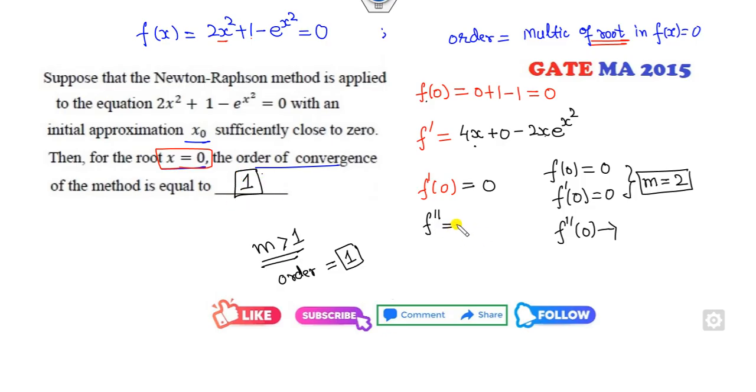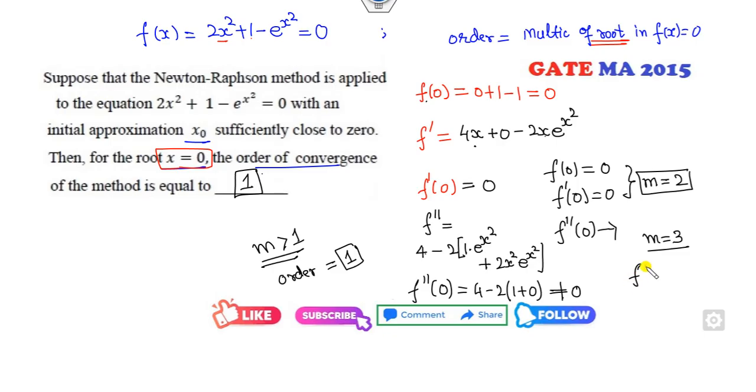But if you want to find the second derivative, I can find it: 4 minus 2 will be outside, 1 into x square minus plus 2x square e to the x square. Then what is the second derivative at 0? It is 4 minus 2 times 1 plus 0, which is non-zero. Whatever, if the second derivative is 0, for example, then you will get m equal to 3. If this is 0, then you will get 3, which is again greater than 1. The answer is again 1. So 1 is the right answer. Again, you can see 15 seconds are needed whenever there is a question related to the order of convergence.